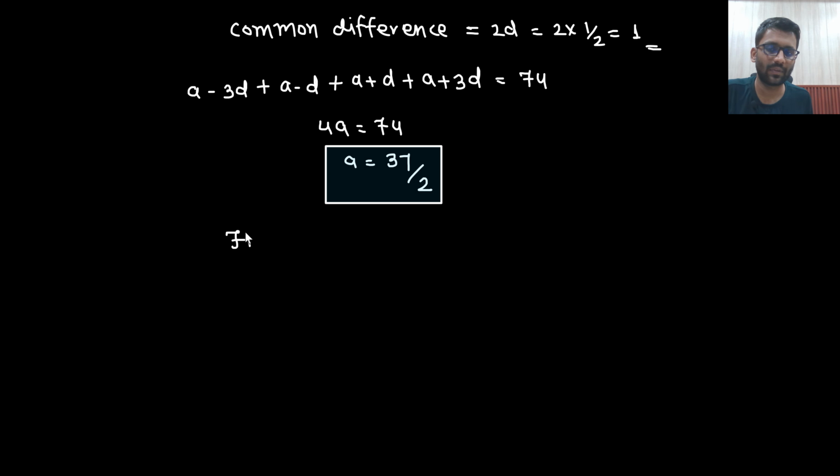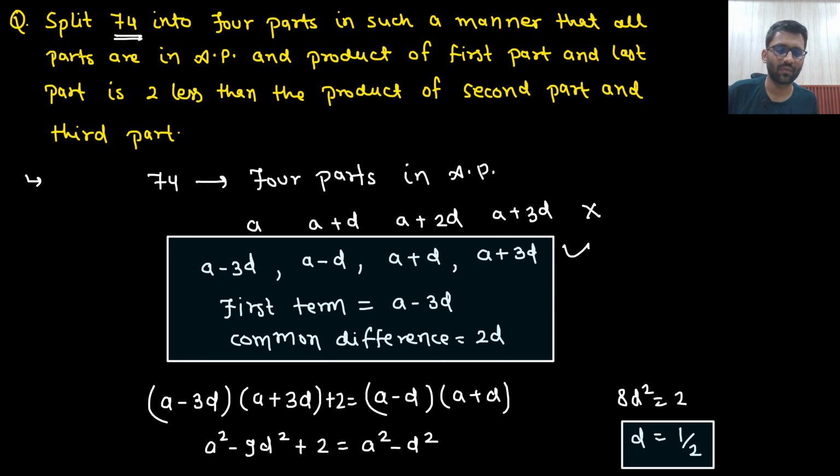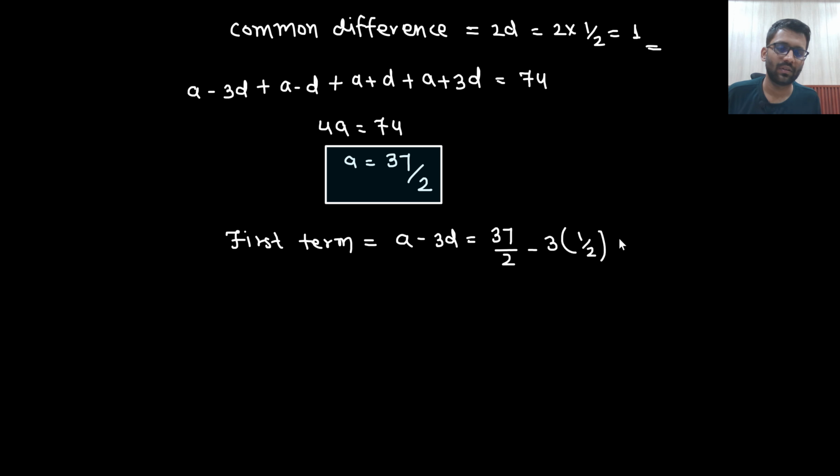What is the first term? So your first term is a minus 3d. So a is 37 by 2 minus 3 into d. D value you got 1 by 2. So it will be 37 minus 3, 34 by 2, 17. So your first term is 17 and common difference is coming out to be 2d, that is 1. Common difference is 1.